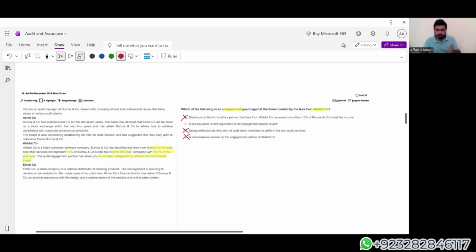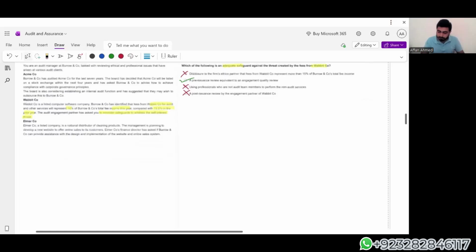Okay. And the last thing, pre-issuance review. A pre-issuance review will act as a defense, people will be scared of it. It will defend against the self-interest threat, and people will know that they are going to be checked, so they will try to be true and fair in all terms. Okay. Now let's move forward.